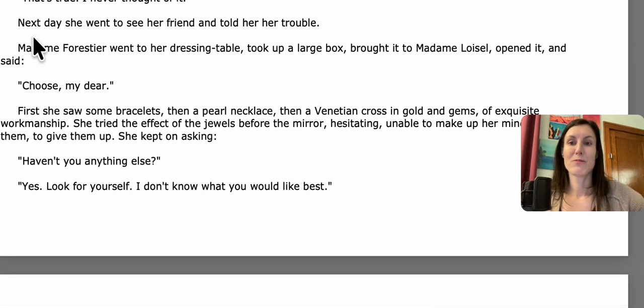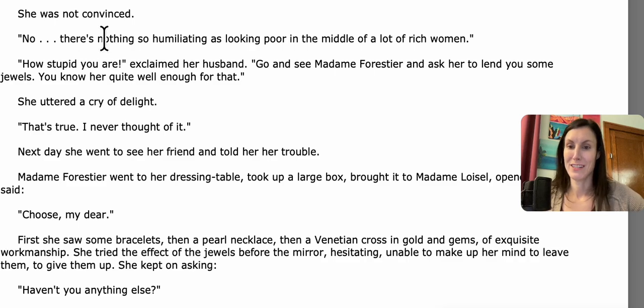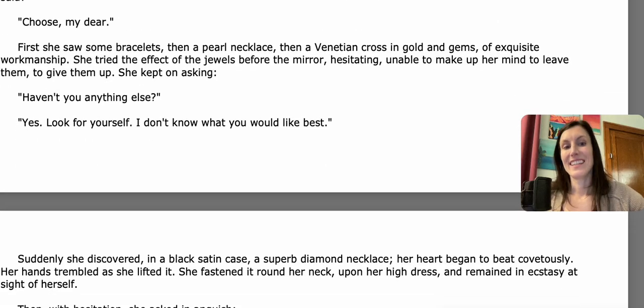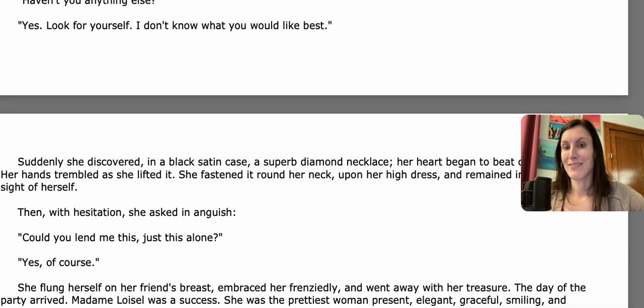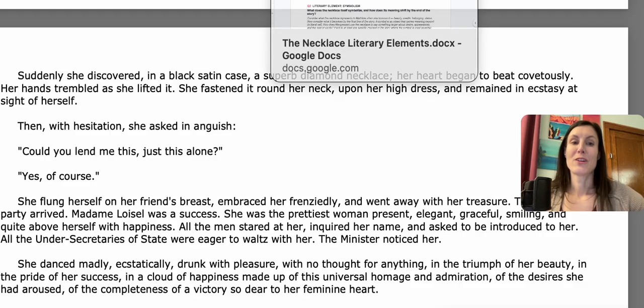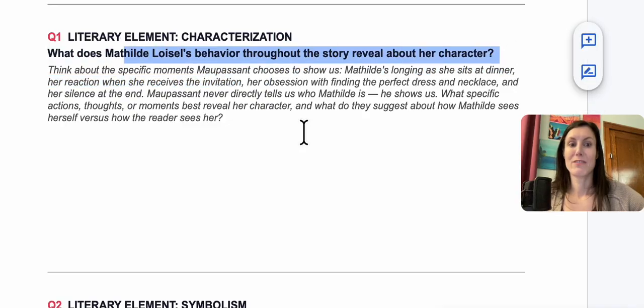And then she goes to her friend, who she's obviously very jealous of, because she doesn't ever really see her friend, because when she leaves, she's too miserable. So here's where the story starts to pick up, and she borrows the necklace. And then we get our symbol in the story. The necklace is certainly symbolism. So you could write about any of those points, how her behavior throughout the story reveals her character.